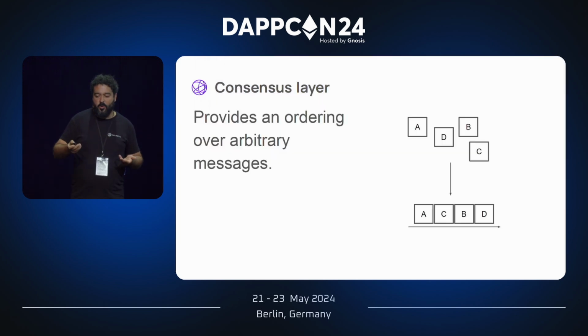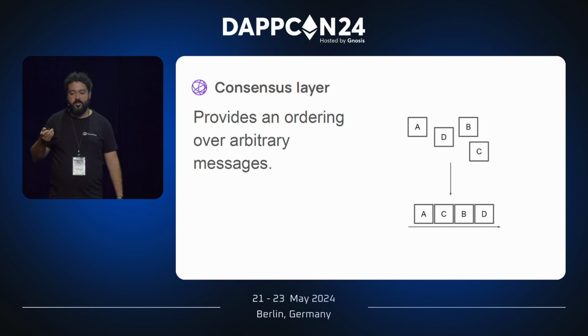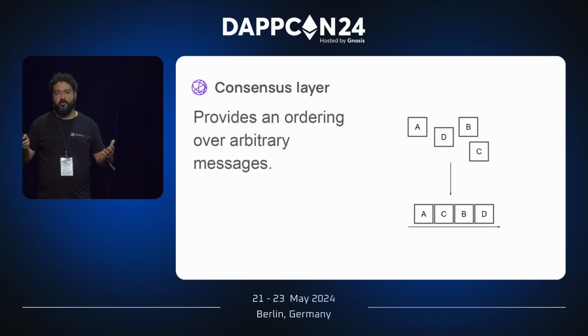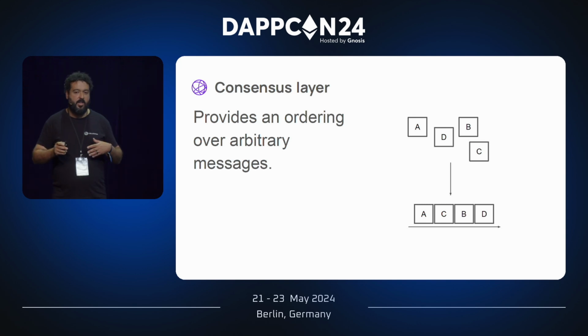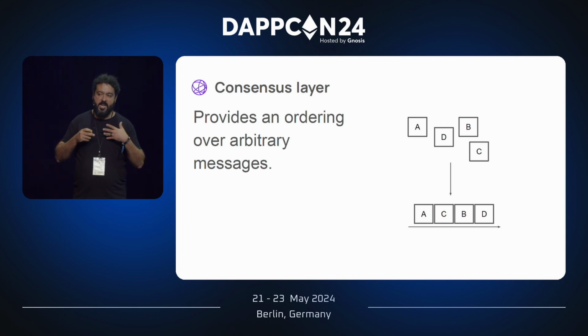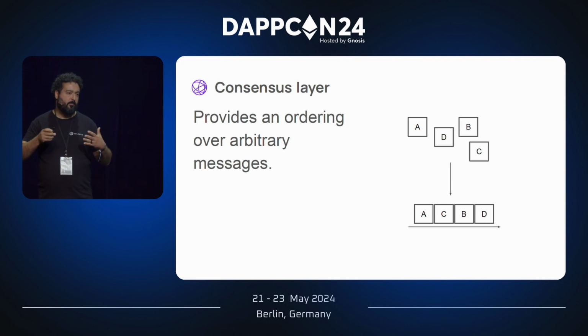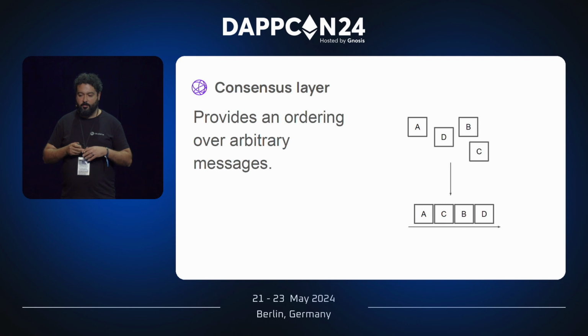So what is actually consensus? Consensus in its very basic form is just ordering of messages, arbitrary messages. The consensus layer does not inherently need to know what these messages are. They're basically opaque blobs that get ordered, and the network reaches consensus on that order.